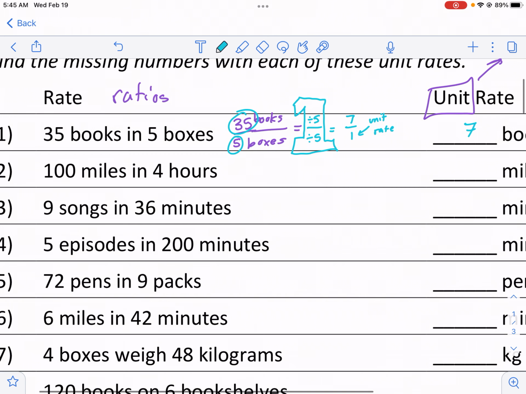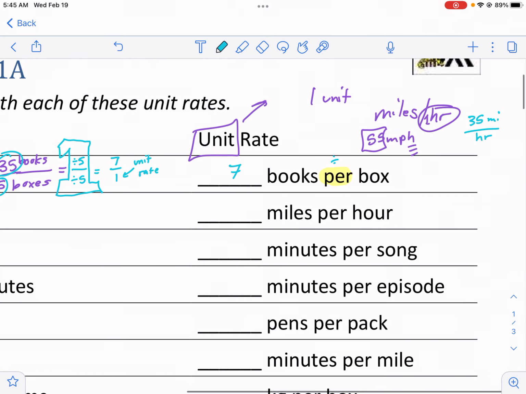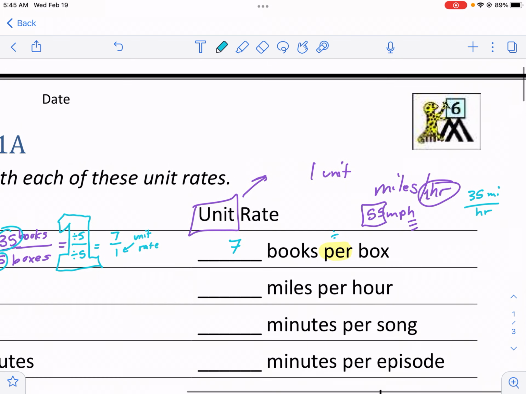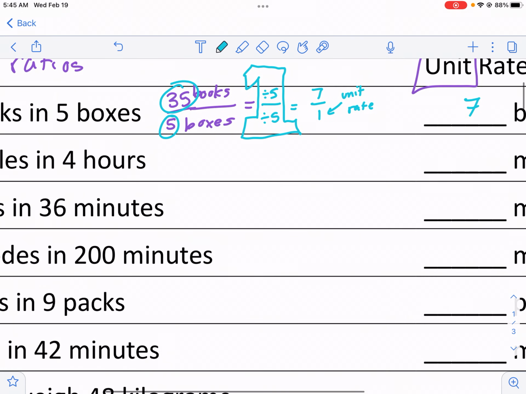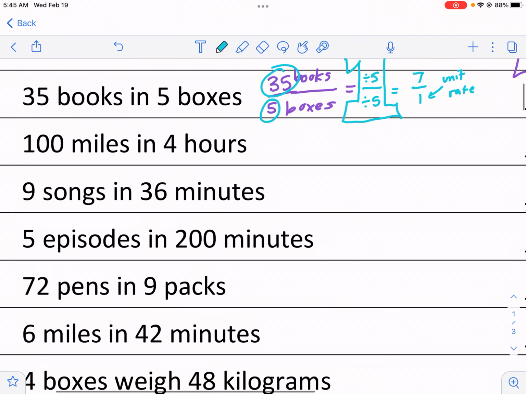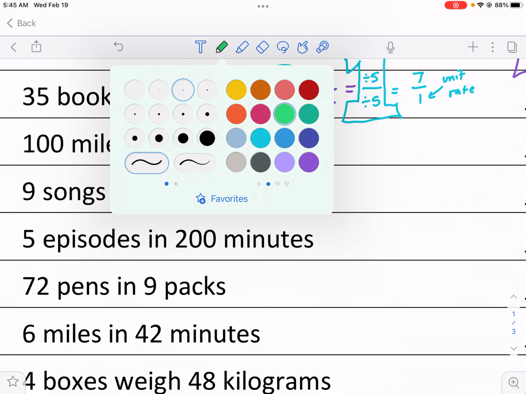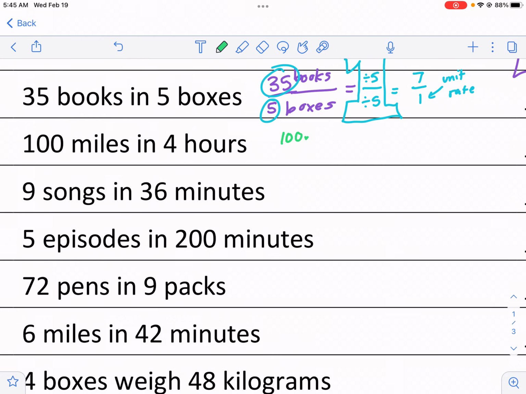Okay, here we go, 100 miles in 4 hours. Okay, so that's just what I did over here, a unit of speed, miles per hour. Sorry, I'm zooming in so much. Let me calm it down a little bit. So let's go to green. So we have 100 miles per 4 hours, but we want a unit rate. So what we're going to have to do here is find something that we can divide both these numbers by to simplify them.